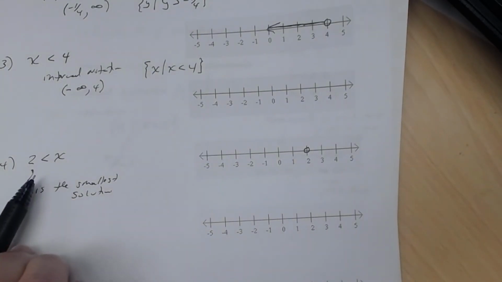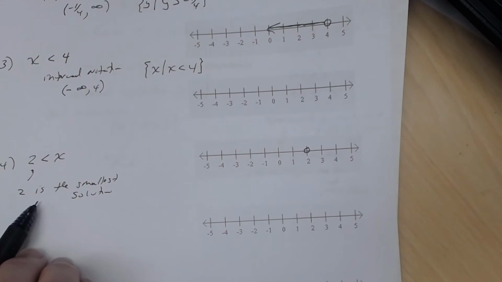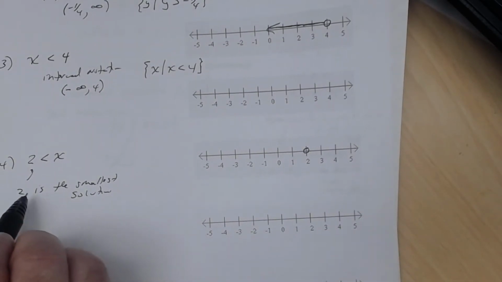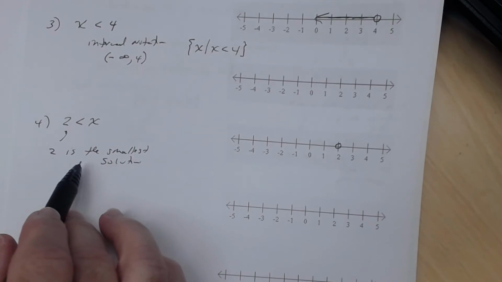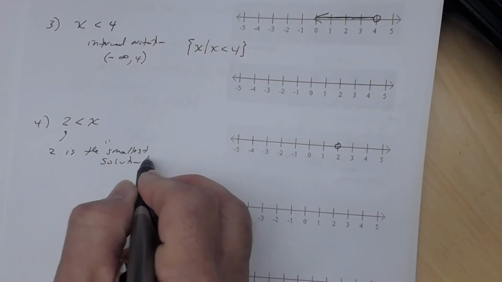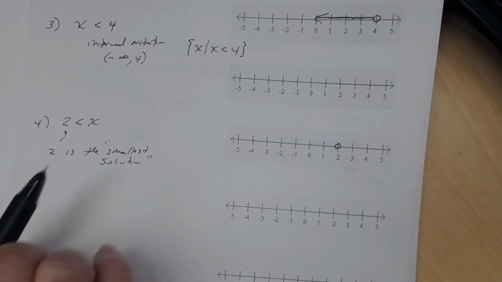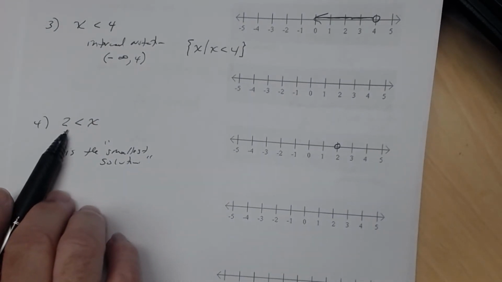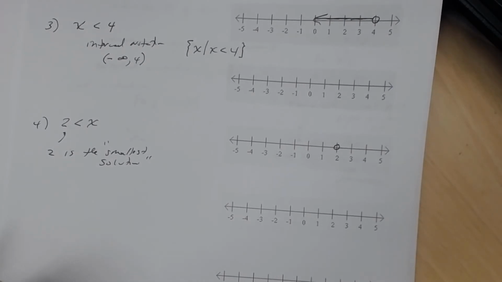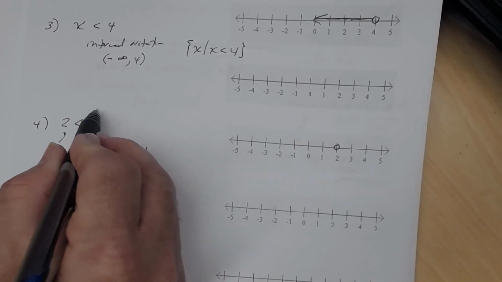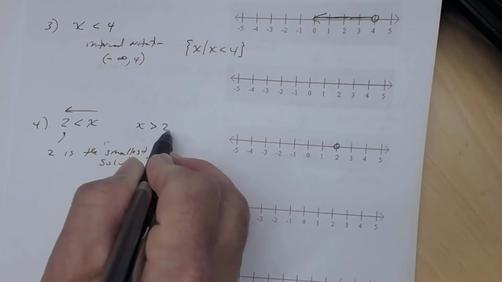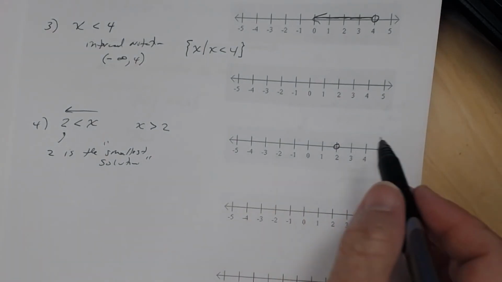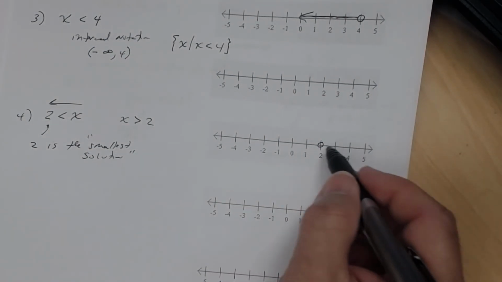Okay, now I got to be a little careful. You can't include 2, but any number bigger than 2 would be a solution. So I got to be careful how I say this. We can't include 2 as a solution, so I'm going to put this in quotes here. So 2 is the smallest number you can put in your interval notation on your graph. So what that means is that if you go backwards like this, that means that x is greater than 2. That's what that means. So if 2 is the smallest, then that means you got to shade in every number to the right.